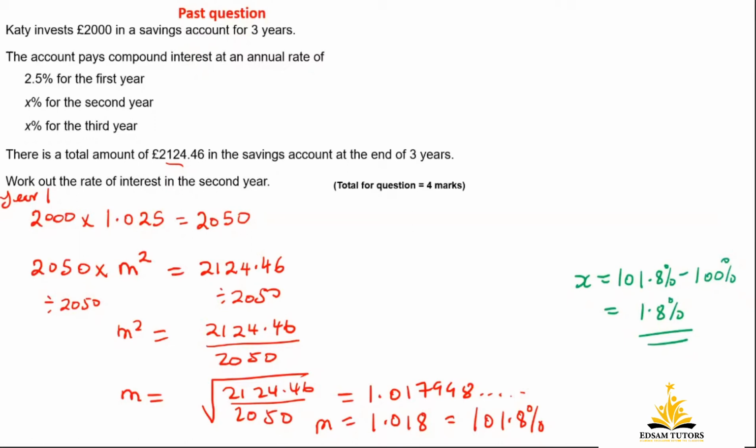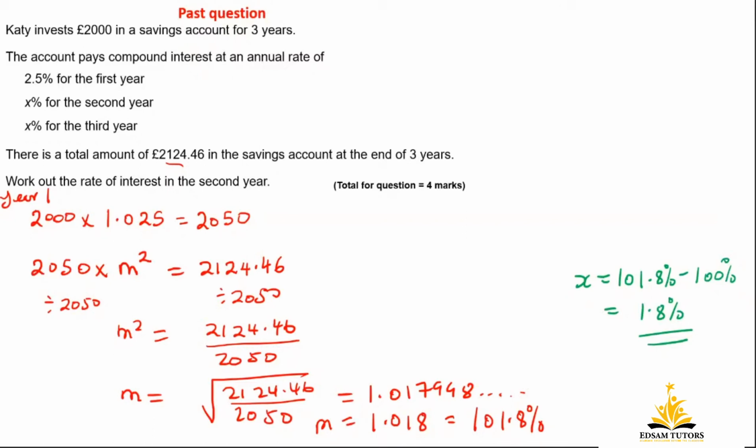And that's a 4-mark question. Very lovely question. And you would get marks for writing down your working out. You will get marks for dividing, taking the square root, and just remembering to actually find x and not just the multiplier. And that's it.